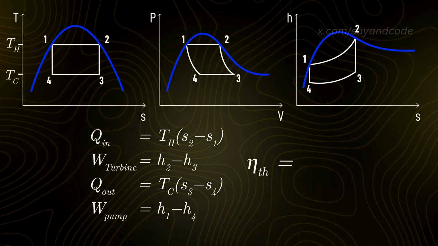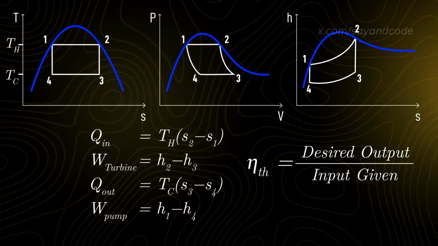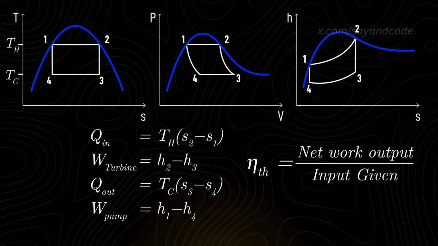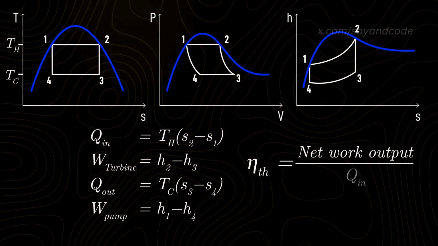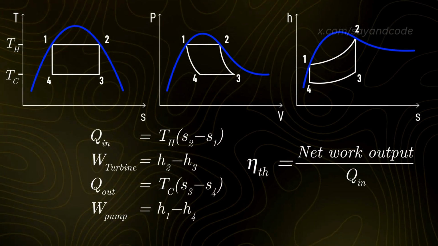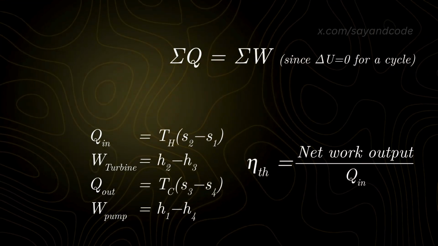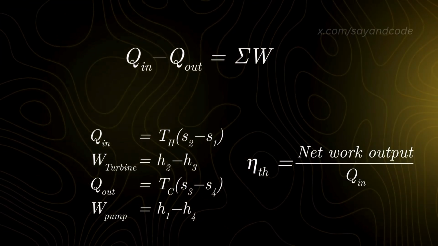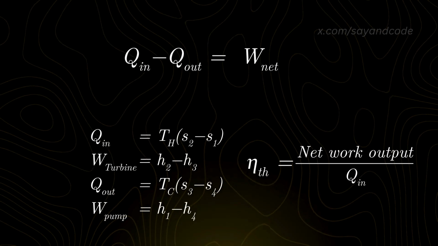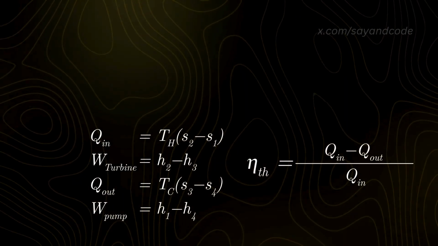We know that thermal efficiency is the desired output divided by the input given. Here, the desired output is to have some net work done, and the input given is heat from the boiler. But from the first law of thermodynamics, we know that for a cyclic process, the total heat transfer is equal to total work done. So the difference between heat input and heat rejected is equal to the net work done. We can use this in the equation for efficiency.